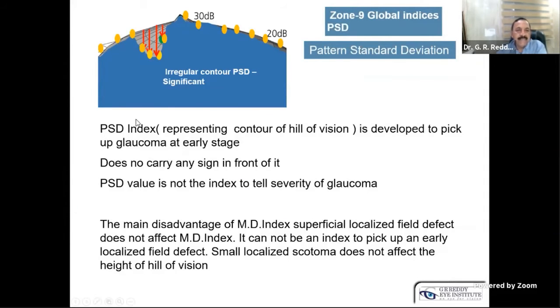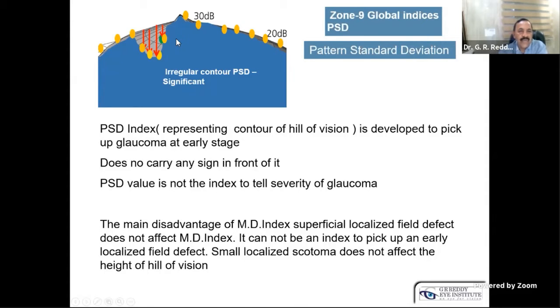Coming to the PSD, the mean deviation index is to know the depth of the scotoma. The PSD represents the contour. The main disadvantage of the mean deviation index is in a localized scotoma. When this localized scotoma is distributed over all the points, the value of the mean deviation will be very minimal and non-significant. Even if there is an early localized scotoma, the mean deviation may be non-significant.